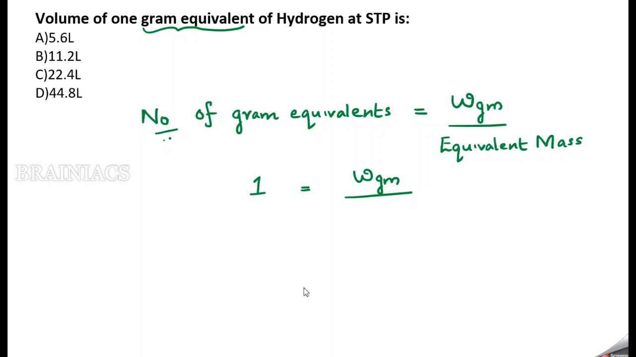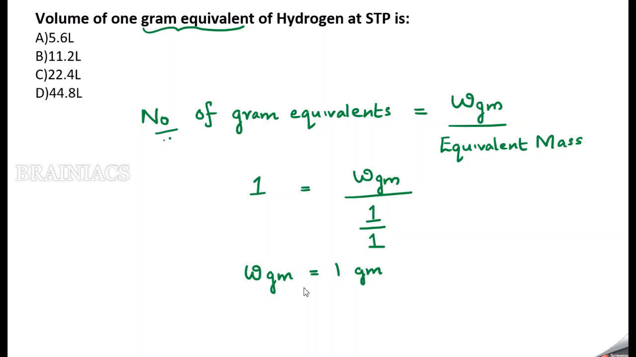Then equivalent mass of hydrogen. So how can you find the equivalent mass of hydrogen? Equivalent mass of hydrogen is equal to atomic mass of hydrogen, that is 1, divided by valency, that is also 1. Correct. So equivalent mass is equal to atomic mass divided by valency. Okay, so tell me what is weight in gram. I have got, now weight in gram is equal to 1 gram. Correct, or we can say weight in gram is equal to 1.